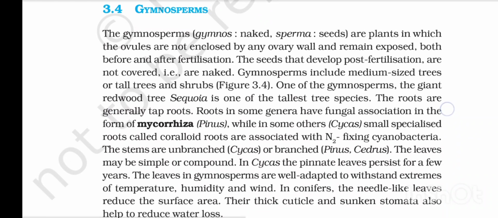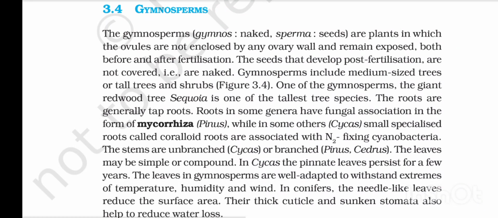3.4 Gymnosperms. The gymnosperms, gymno means naked and sperma means seed, are plants in which the ovules are not enclosed by any ovary wall and remain exposed, both before and after fertilization. The seeds that develop post fertilization are not covered. Gymnosperms include medium-sized trees or tall trees and shrubs. One of the gymnosperms, the giant redwood tree Sequoia, is one of the tallest tree species.